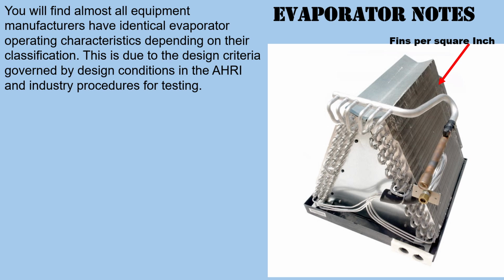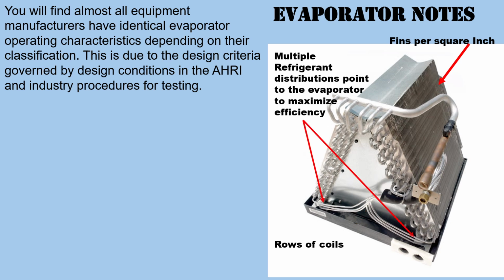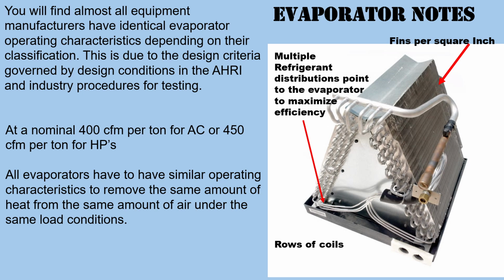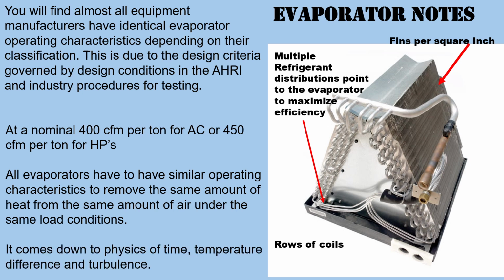And some of those things are fins per square inch, rows of coils, multiple refrigerant distribution points to the evaporator to maximize efficiency. At a nominal 400 CFM per ton for AC or 450 for heat pump, all evaporators have to have similar operating characteristics to remove the same amount of heat from the same amount of air under the same load conditions. It comes down to physics of time, temperature difference, and turbulence.